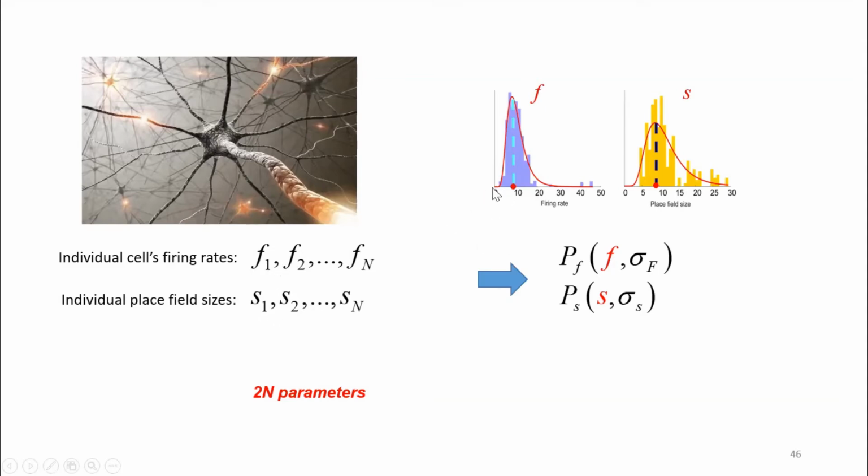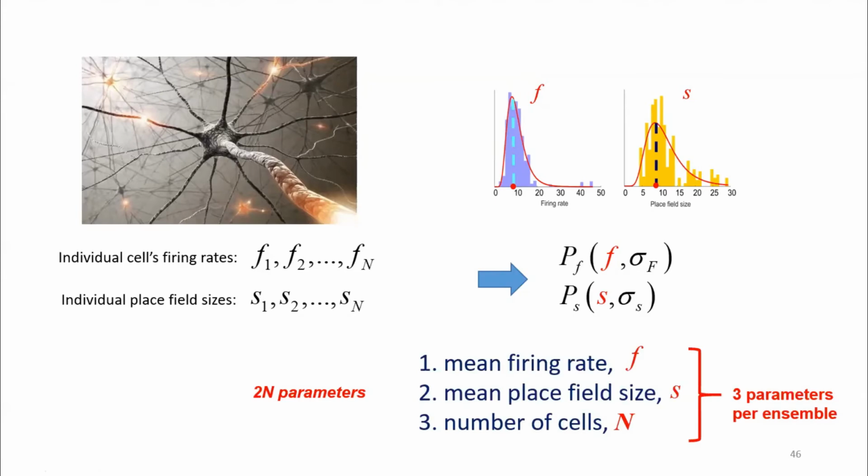What is important is the shape of the distribution. And every distribution is going to be characterized by, let's say, the mean or the mode of the distribution. And these numbers are just instances of this random variable. So with this kind of statistical approach, I'm going to characterize my entire ensemble of place cells by just three numbers: the mean firing rate per ensemble, the mean or typical place field size, and the number of cells.